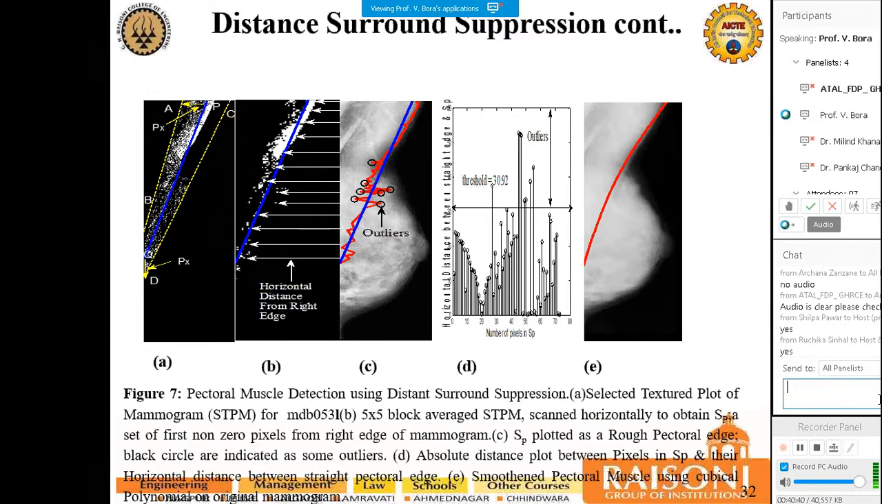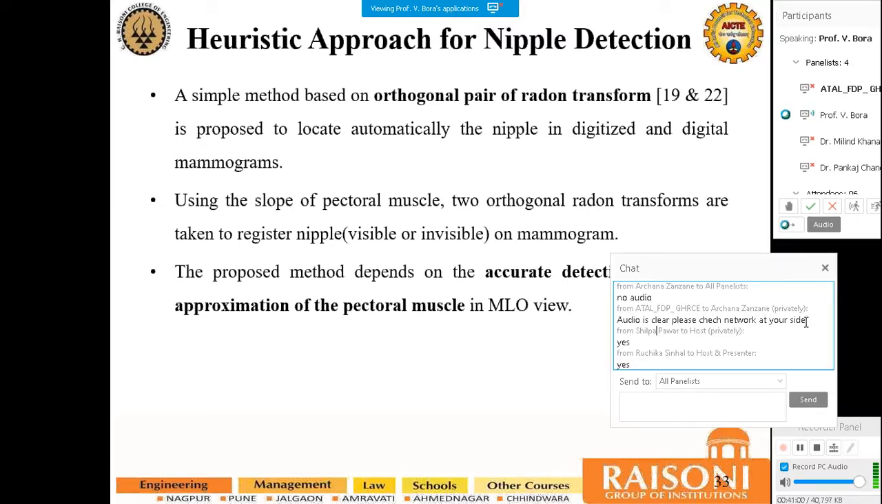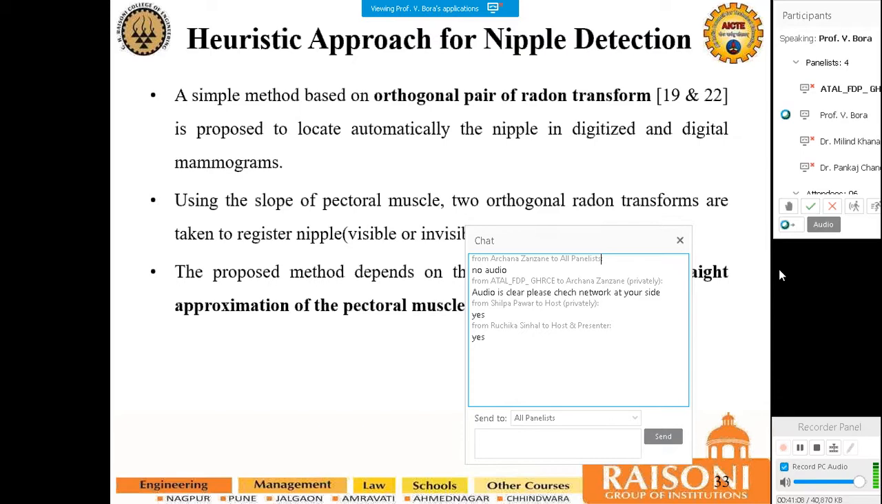Okay, so this is now the heuristic approach for the nipple detection, that is, for reference point detection. Here we had used the radon transform. So in radon, what we have done, we have used the orthogonal pair. Orthogonal means the two radons which are at 90 degrees. So this is applied to the mammogram to detect the reference point. This is a heuristic approach, totally based on the actual mammograms. It was applied and it works very nicely. So it is supposed to automatically detect the reference point in the CAD system.